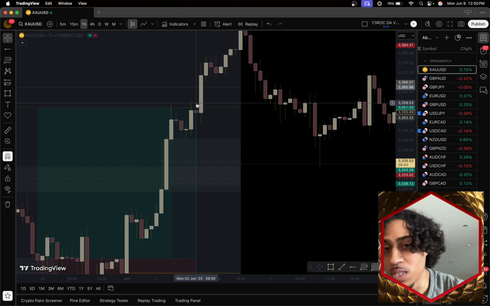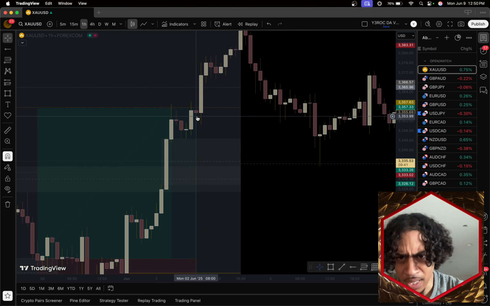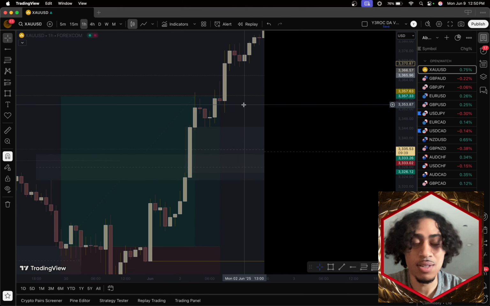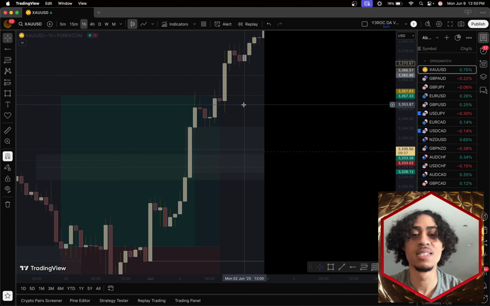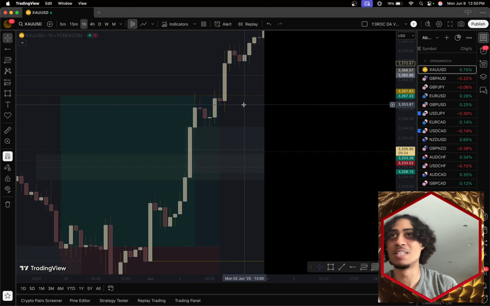This wick wasn't right here. It was kind of pushing down, as you can see. It was pushing down a lot. So I was like, I'm gonna just take my losses. So I waited. Take my profit.